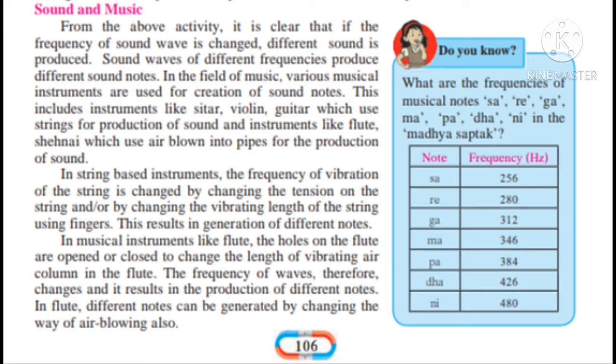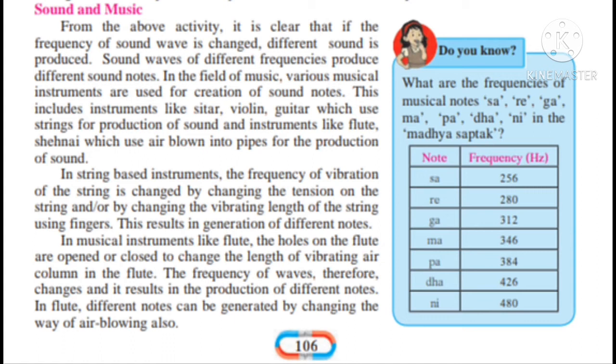In musical instruments like flute, the holes on the flute are opened or closed to change the length of vibrating air column in the flute. The frequency of waves therefore changes, and it results in the production of different notes. In flute, different notes can be generated by changing the way of air blowing also.